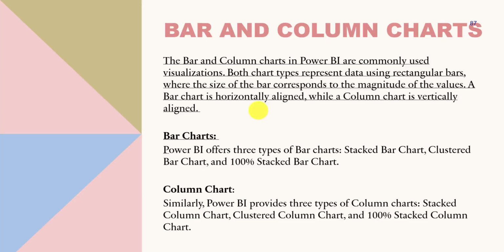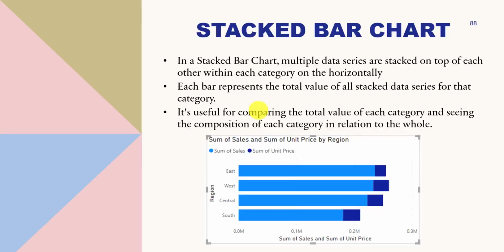Now we will discuss one by one these charts. Like we will start with stacked bar chart. So in stacked bar chart, multiple data series are stacked on top of each other within each category horizontally, whereas each bar represents the total value of all stacked data series for that category. It is useful for comparing the total value of each category and seeing the comparison of each category in relation to the whole. Here you can see the example of stacked bar chart.